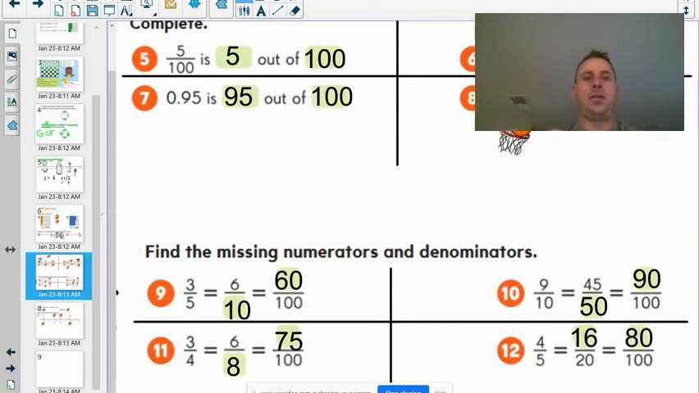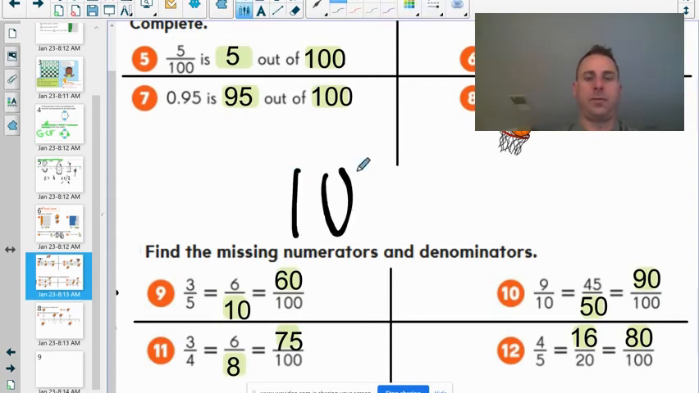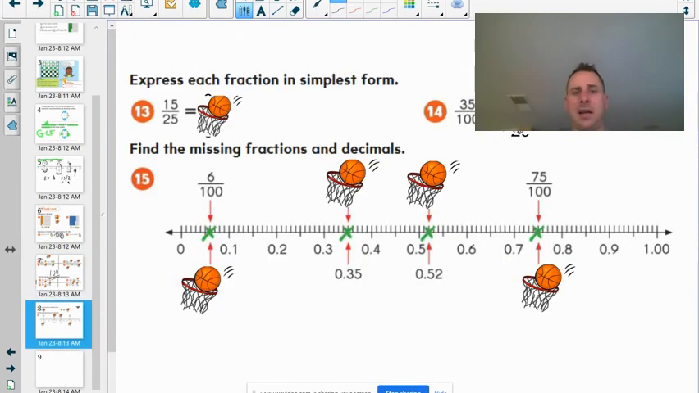So the reason they're doing the hundredths is because we're working towards that percentage, right? And percentages are always out of what? 100. That's an important number. Okay, last slide. Express each fraction in simplest form. I demonstrated earlier in the lesson how to do that. Just a quick reminder. I know you guys know how to do that.